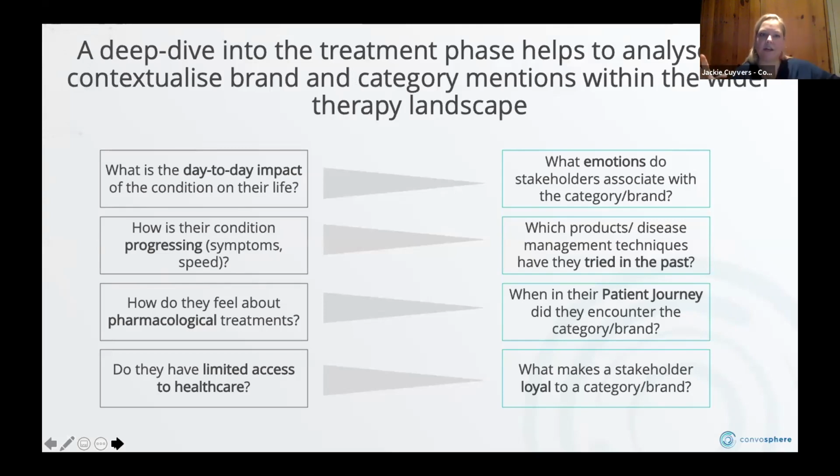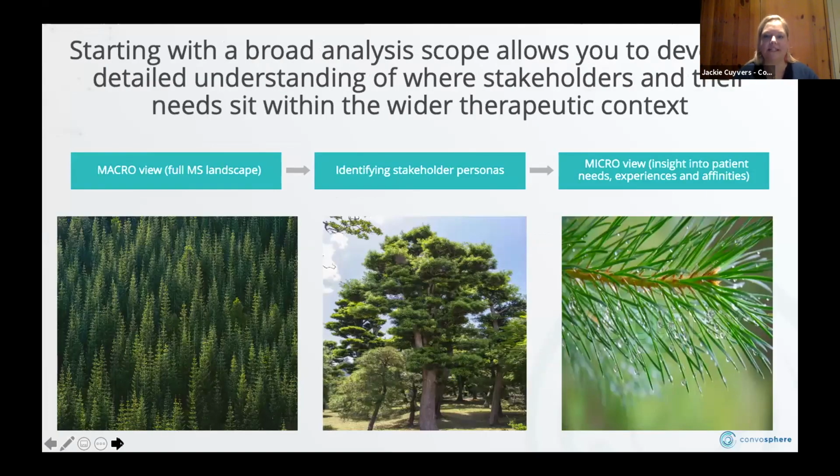So you're not just looking at the overall treatment, or what is the day-to-day impact of the condition on life, but by looking at the emotions and doing that deep dive, you can begin to understand the emotions that they feel having this category of treatment or the brand. You can understand what they've tried in the past and why they made these switch behaviors or changes. So a deep dive into the treatment phase can help you really understand these things.